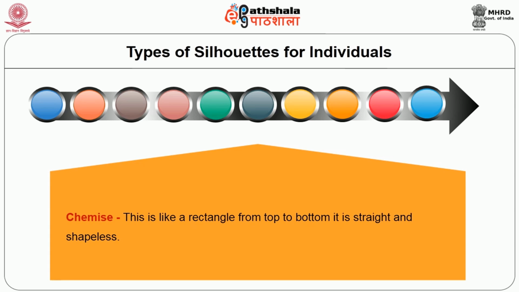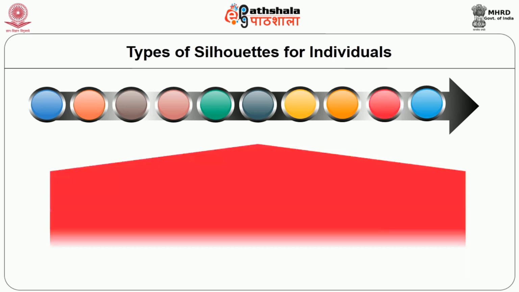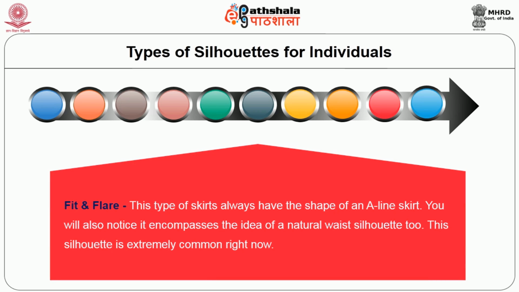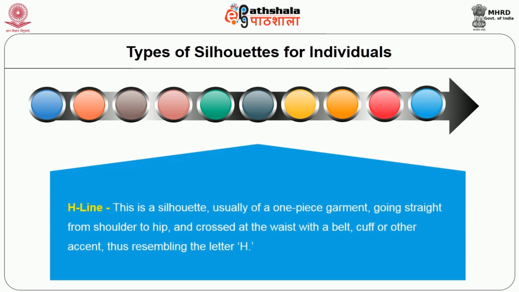Chemise type of silhouette is a rectangular kind of silhouette from top to bottom, and it's straight and shapeless. Fit and flare kind of silhouette has the shape of an A-line skirt. This silhouette is extremely common right now. H-line silhouette is usually a one-piece garment going straight from shoulder to hip and crossed at the waist with a belt, cuff or other accent, thus resembling the letter H.